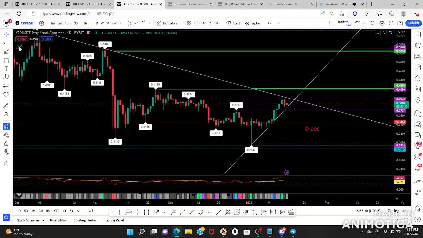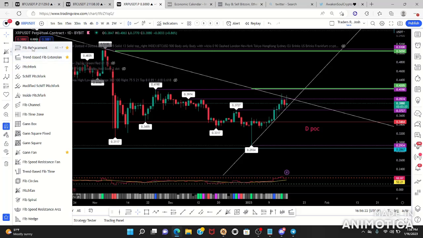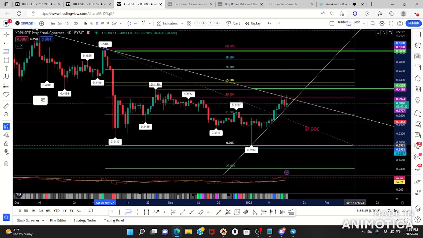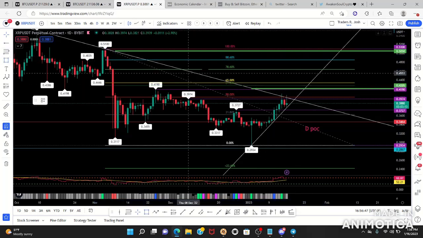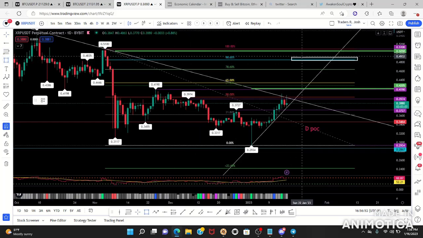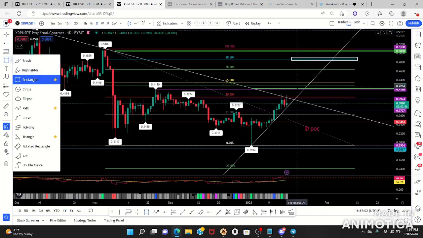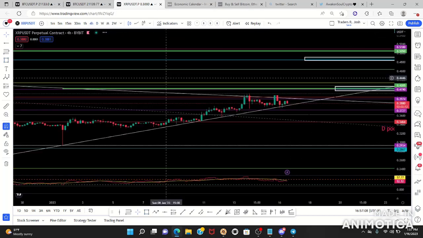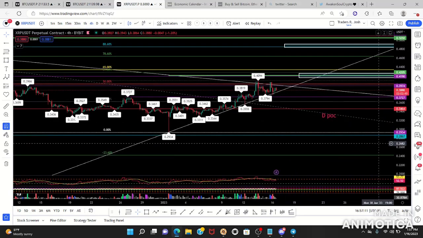Okay, and if we throw a fib from high to low, we could close to the golden pocket, 65% retracement, and we could also get an 88% correction here. So when you find a target like this, I personally like to be conservative, and I always set my take profit limit orders right under it. Okay, so those are my daily take profits.